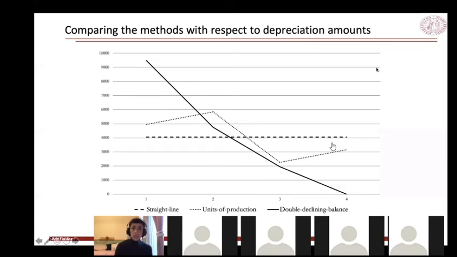With respect to the depreciation amount, so the yearly depreciation expense, again, you see that the straight line gives a constant depreciation expense, while the units of production varies. And the accelerated depreciation is also much steeper at the beginning. So we have a very high depreciation expense in the early years, and then it becomes more flat.